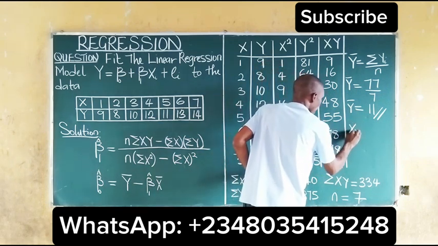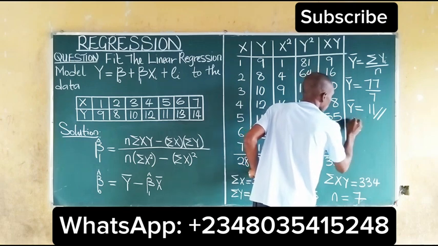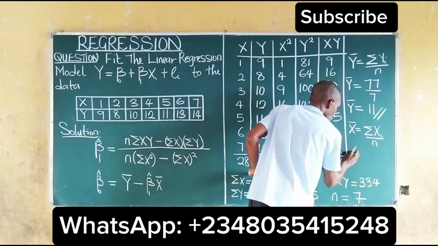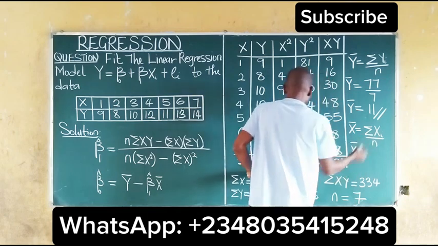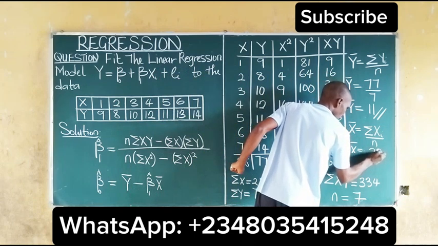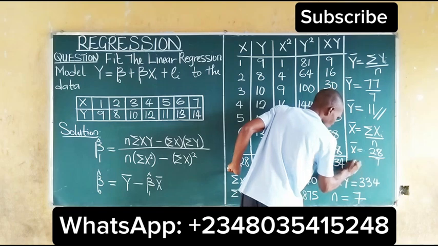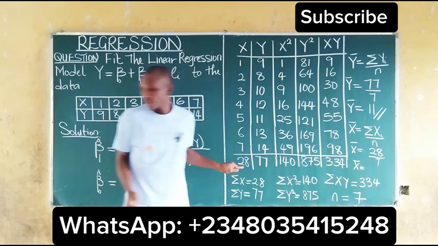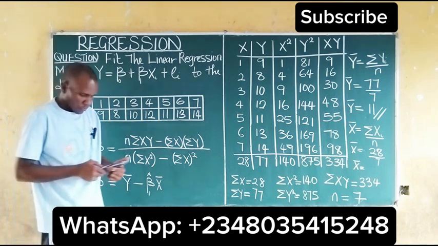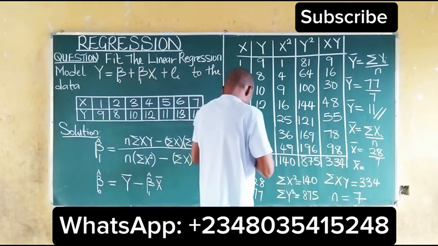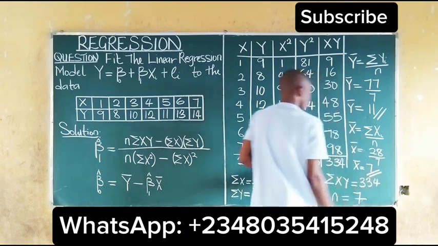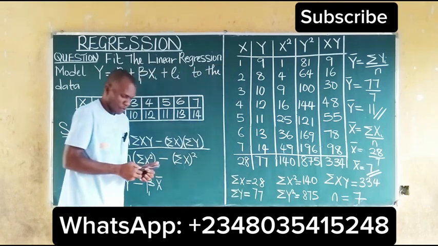Also, our X bar is equal to summation of xi all over n. So X bar is equal to summation of xi, which is 28, all over 7. So our X bar is 28 divided by 7, which is 4. So that is all we'll get. We'll write it out here properly.